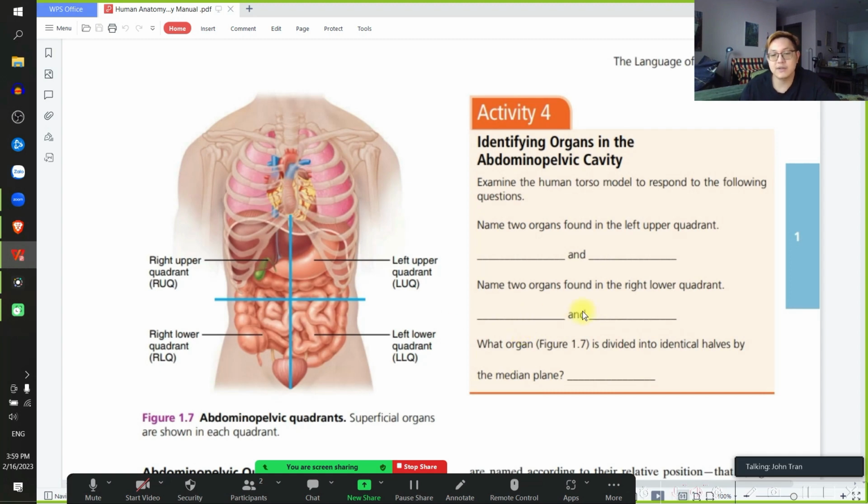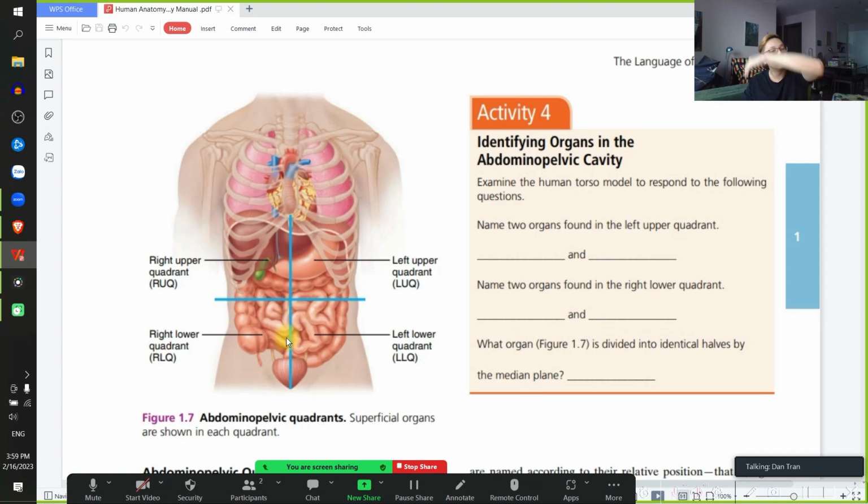Okay, two organs found in the right lower quadrant. Right lower quadrant. Kidney? No, that's not a kidney. Not a kidney, okay. This is not a kidney. This is the bladder. This is the urinary bladder. Yeah. Kidney is hidden from here. There's no kidney in this picture. So what do we have?